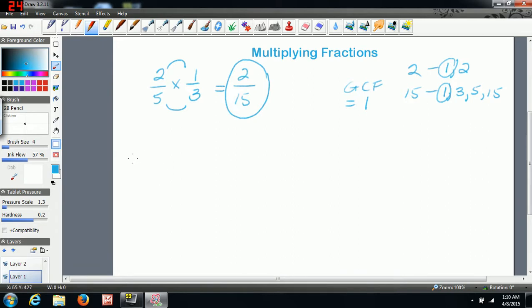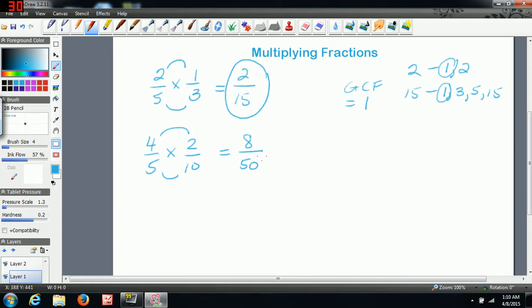Okay, so we could try another example. If we have 4 over 5 times 2 over 10. Again, we're multiplying two fractions, so we multiply the top numbers and write that number on the top, and then multiply the bottom and write that number on the bottom. So we get 8 over 50.